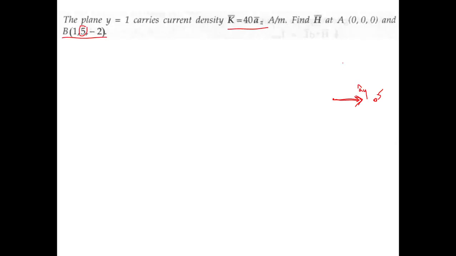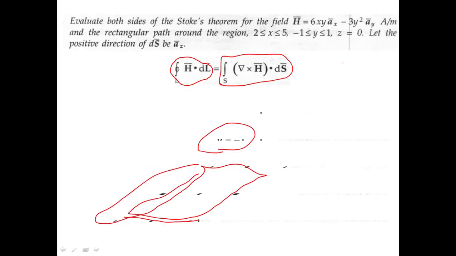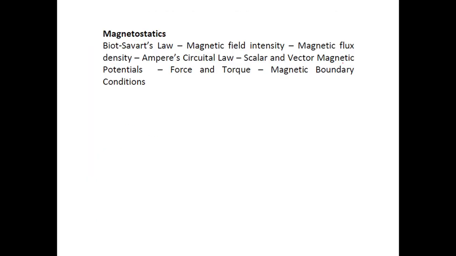So what all have we discussed in this module? This is the syllabus you have in this module. Biot-Savart's law we have discussed. Magnetic field intensity, magnetic flux density we have discussed. Ampere's circuital law we have discussed. Scalar and vector magnetic potential, that is Vm and A vector, we have discussed. Only these two topics are left, that is force and torque and magnetic boundary conditions. After this we'll move on to the last module, that is the fifth module. Thank you.